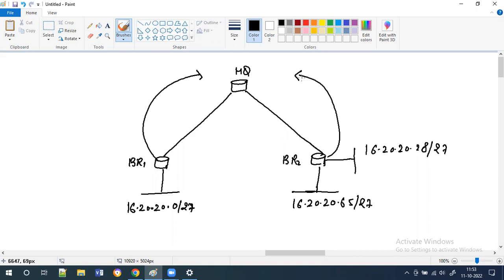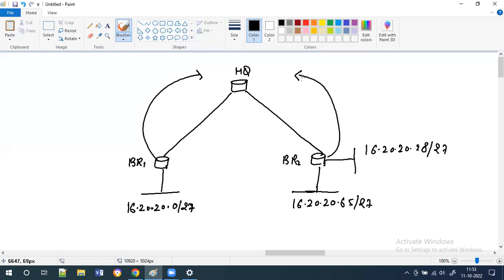RIP version 1 is a classful routing protocol. That means it doesn't support the classless. Similarly, IGRP is also a classful routing protocol. It doesn't support the classless. In RIP, only version 1. Starting from version 2, it is capable of supporting the classless. Classless means along with the update, along with the IP address, it will also send the subnet mask.